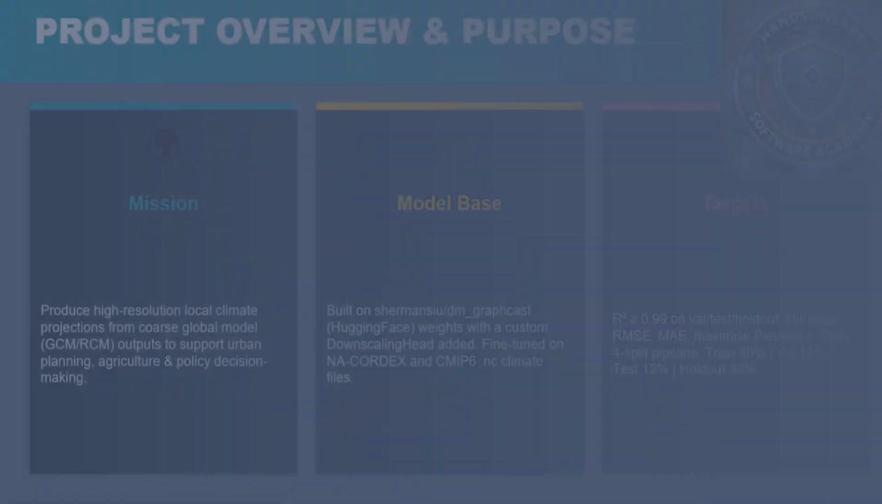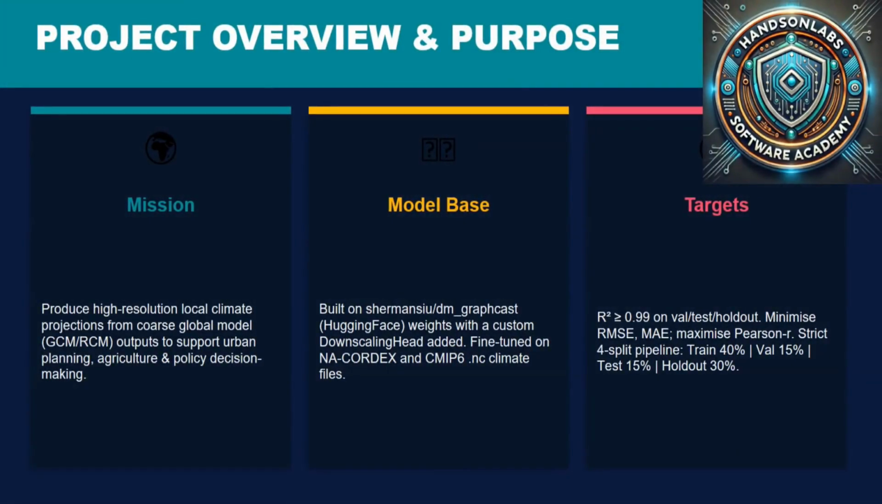Here you have the project overview and purpose. The mission is to produce high-resolution local climate projections from CORDEX global model GCM/RCM outputs to support urban planning, agriculture, and policy decision making. All right, so you have the model base, which is built on the GraphCast model on Hugging Face with a custom downscaling head added, fine-tuned on NA-CORDEX and CMIP6 NC climate files.